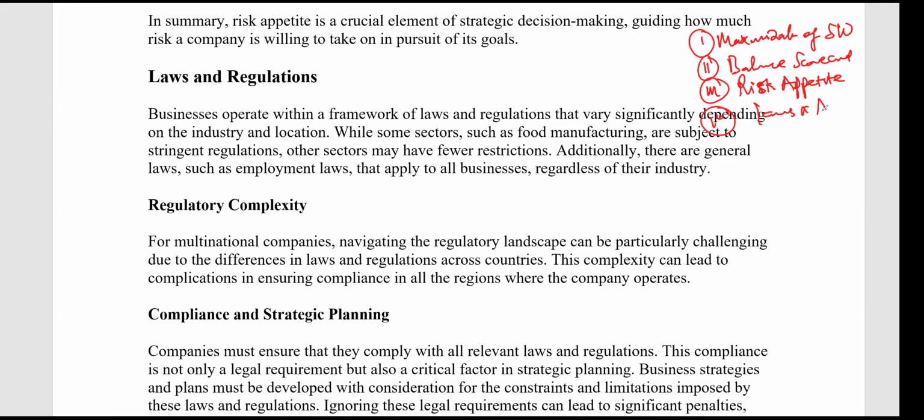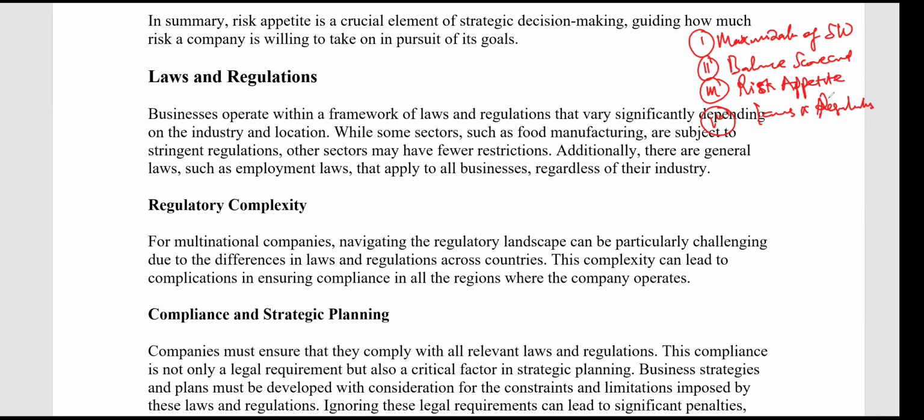There's no way you are working in an industry that you will not consider laws and regulations, right? Because with laws and regulations, any strategy that you form, let's say you are coming out with products and the Food and Drugs Authority does not agree, that means you have to go back to square one, true or false? Because businesses operate within a framework of laws and regulations that vary significantly depending on the industry and location, it's very important to consider laws and regulations as a very important driver of your strategic objectives. Is that okay?